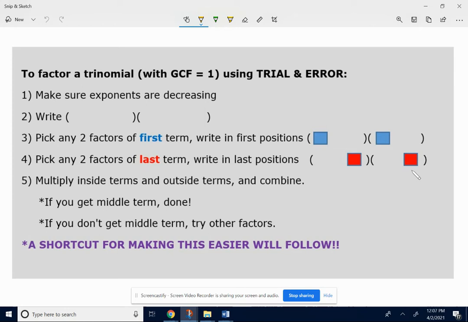The only thing that may not work out is the middle term. So you multiply the inside terms and outside terms, combine them together, and see if it works. If you get the middle term, you're done. If you don't, just try other things. After I show you this trick, I'm going to show you a shortcut way to write out your problem to make it much quicker.